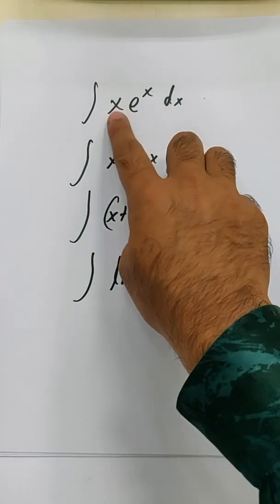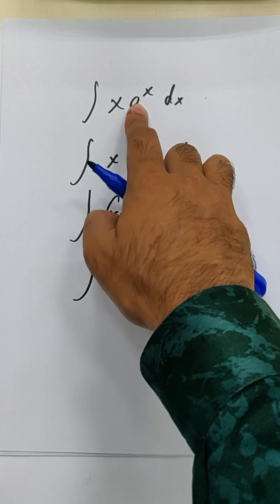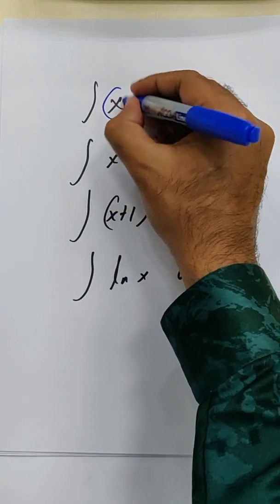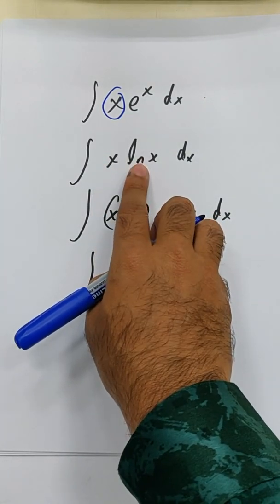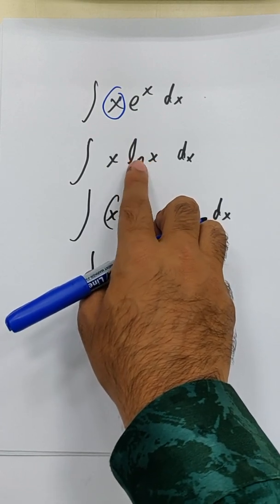Okay, differentiate x, you got 1. You differentiate e^x, you just get e^x. So which one makes your life simpler? x. Differentiate x. Differentiate ln x. Okay, I'm sorry. Can you integrate ln x?